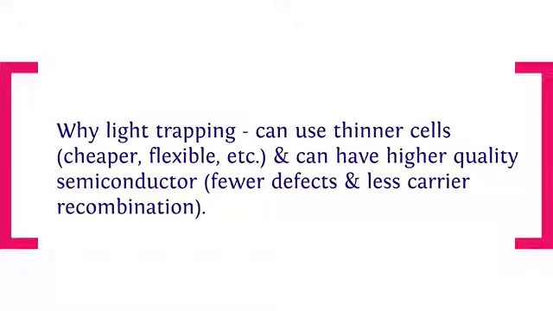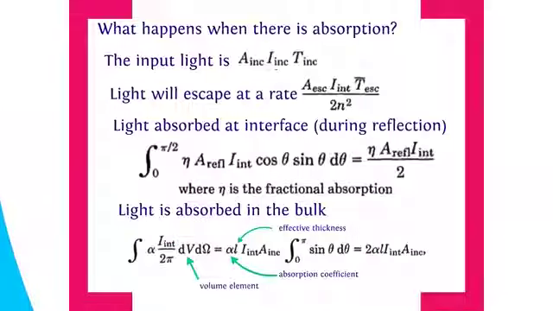And fewer defects means that you get less carrier recombination, which is a loss mechanism in solar cells. So you can reduce the loss and increase efficiency. So two important reasons why light trapping is critical. We'll talk more about it. So now let's introduce absorption into the previous equations we talked about and just do the analysis very quickly.